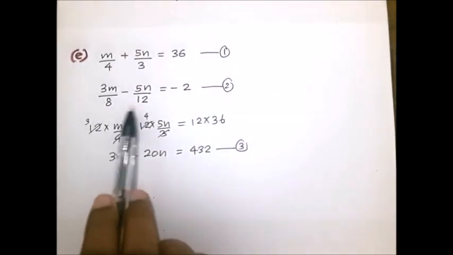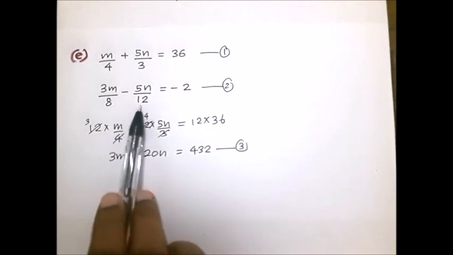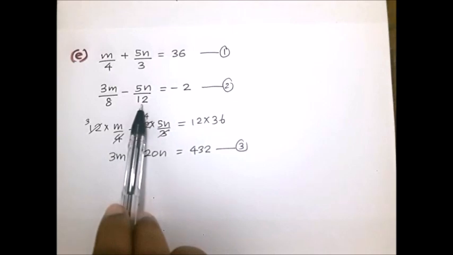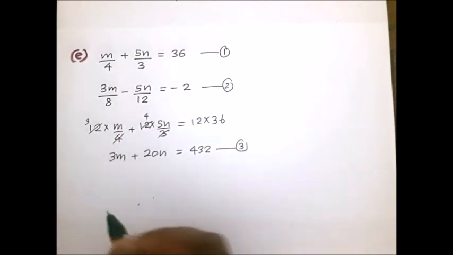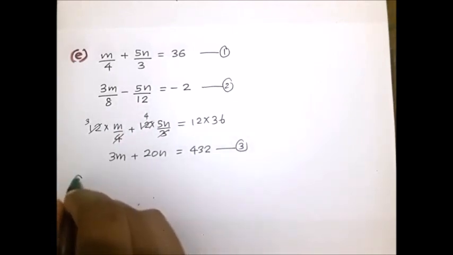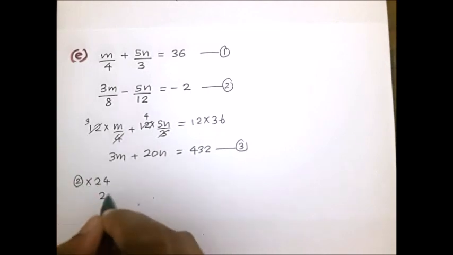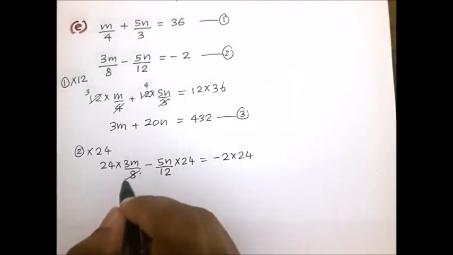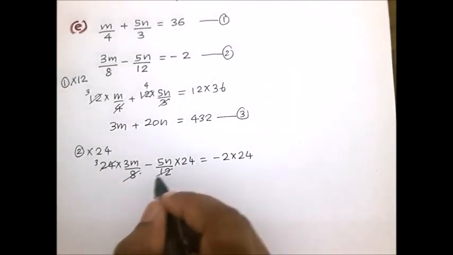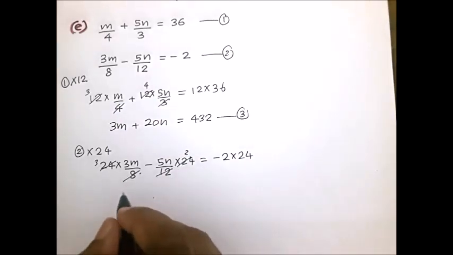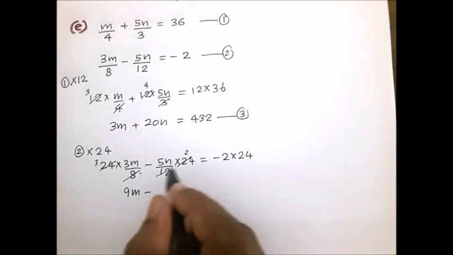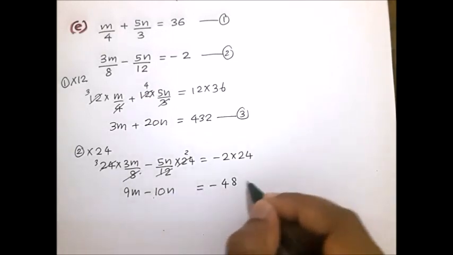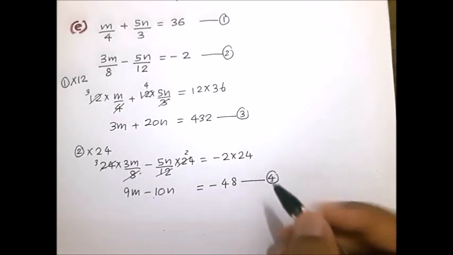Then to remove these denominators 8 and 12, multiply this one by 24. You have to take the least common multiple of 8 and 12. It is 24. Multiply second equation by 24. Now cancel terms. 8 and 24, 3. 12 and 24, 2. 3 multiplied by 3, 9m. 5 into 2, 10m. Right hand side minus 48. Name this as fourth equation.